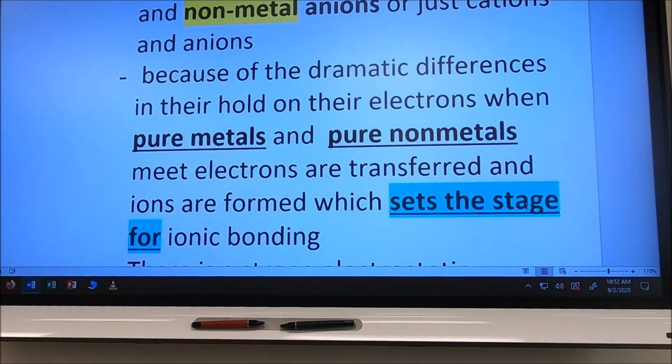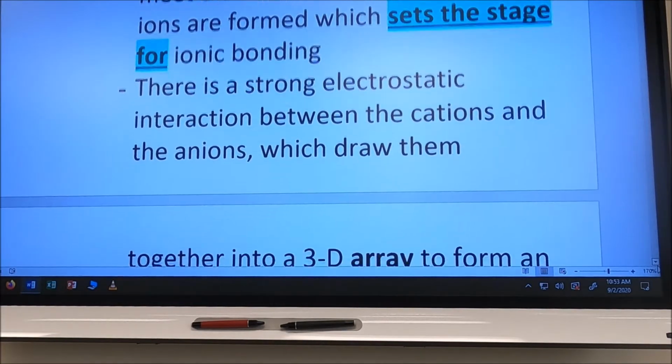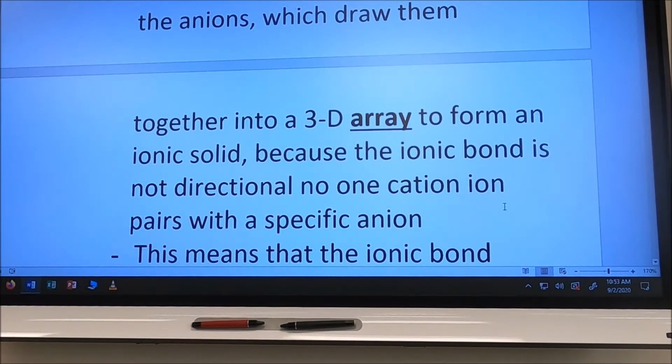So when a pure metal meets up with a pure nonmetal, we're going to see an electron transfer to form the ions. This only sets the stage for ionic bonding. In fact, if we look at the electron transfer between the metal and the nonmetal from an energy standpoint, that's not going to be the driving force that lowers the potential energy of the system. That is not the reason that ionic bonding forms. It's the strong electrostatic interaction between the cation and the anion that draws them together into a 3D array to form the ionic solid. That's the energy releasing step that drives the formation of ionic compounds.